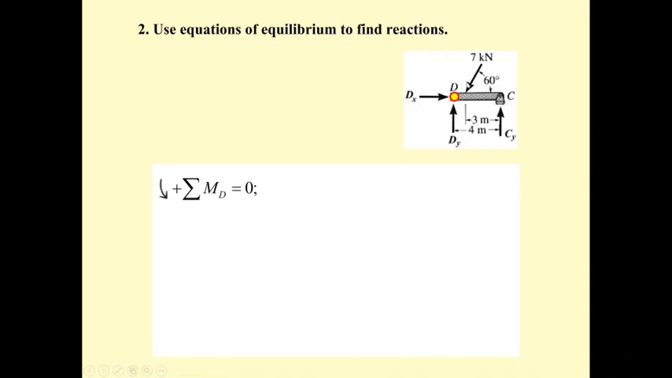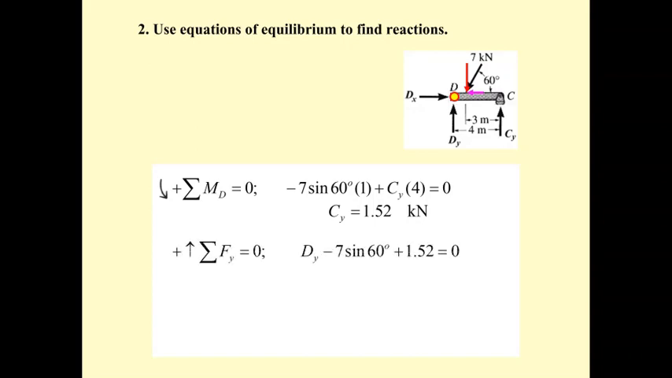The 7 sine 60 is going to be times this distance of 1, and it's going to be negative. And C sub y times 4 is positive. You get C sub y of 1.52.